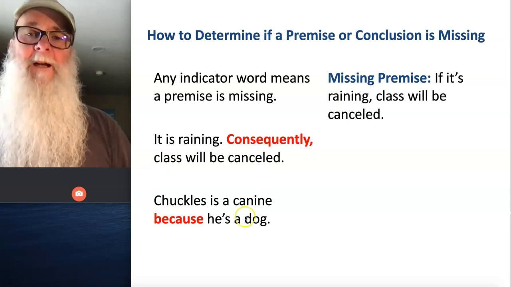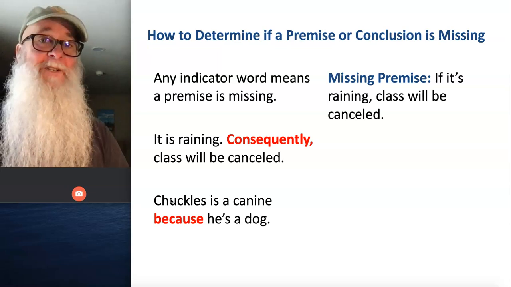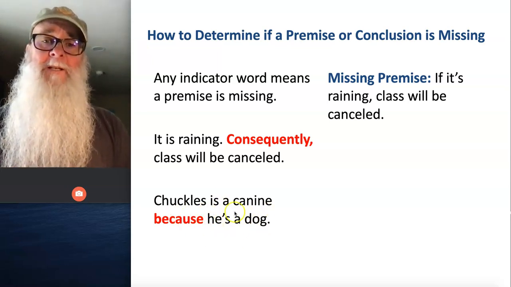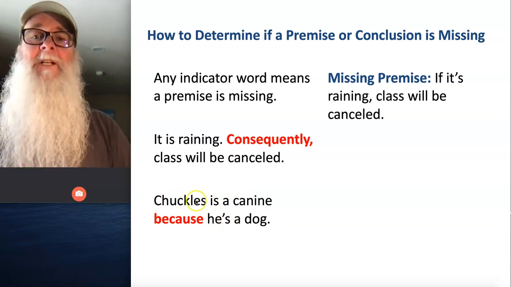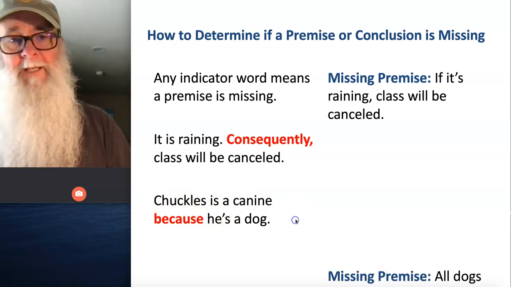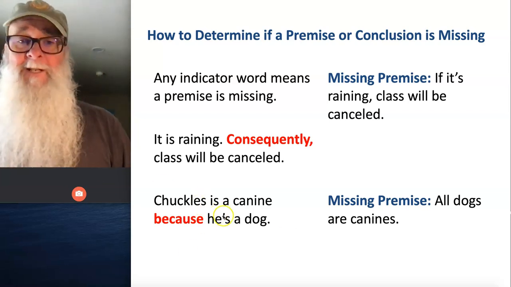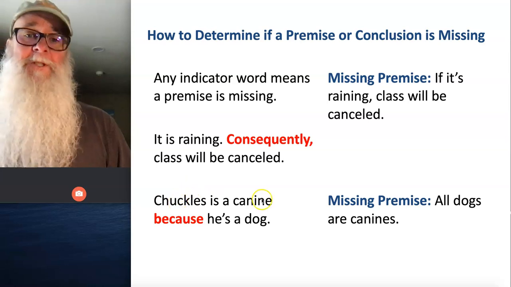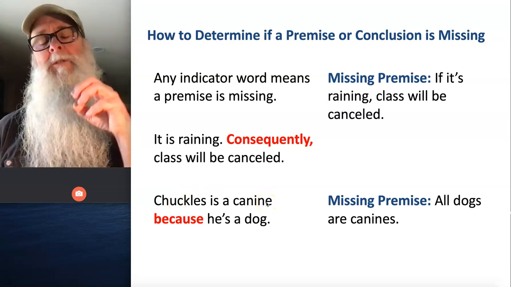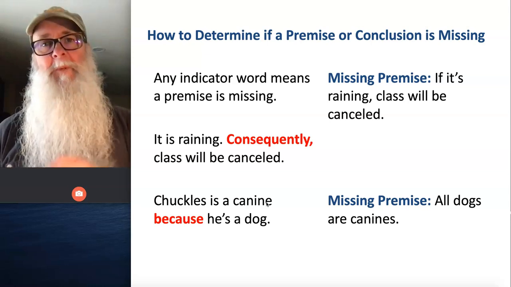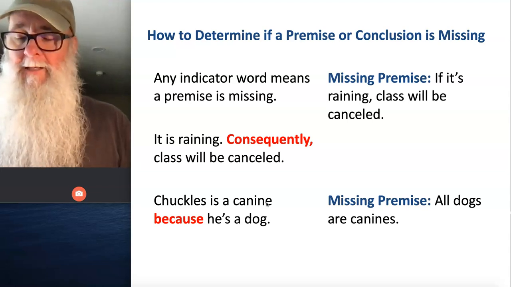So whatever comes after because is going to be a premise, and whatever comes before because is our conclusion, because the sentence that follows because is the reason we think we're justified in making the claim we did before the word because. So in this case, again, we're missing a premise, and the premise is this: all dogs are canines. Chuckles is a dog, therefore Chuckles is a canine, and we can now see the completed argument coming into shape.